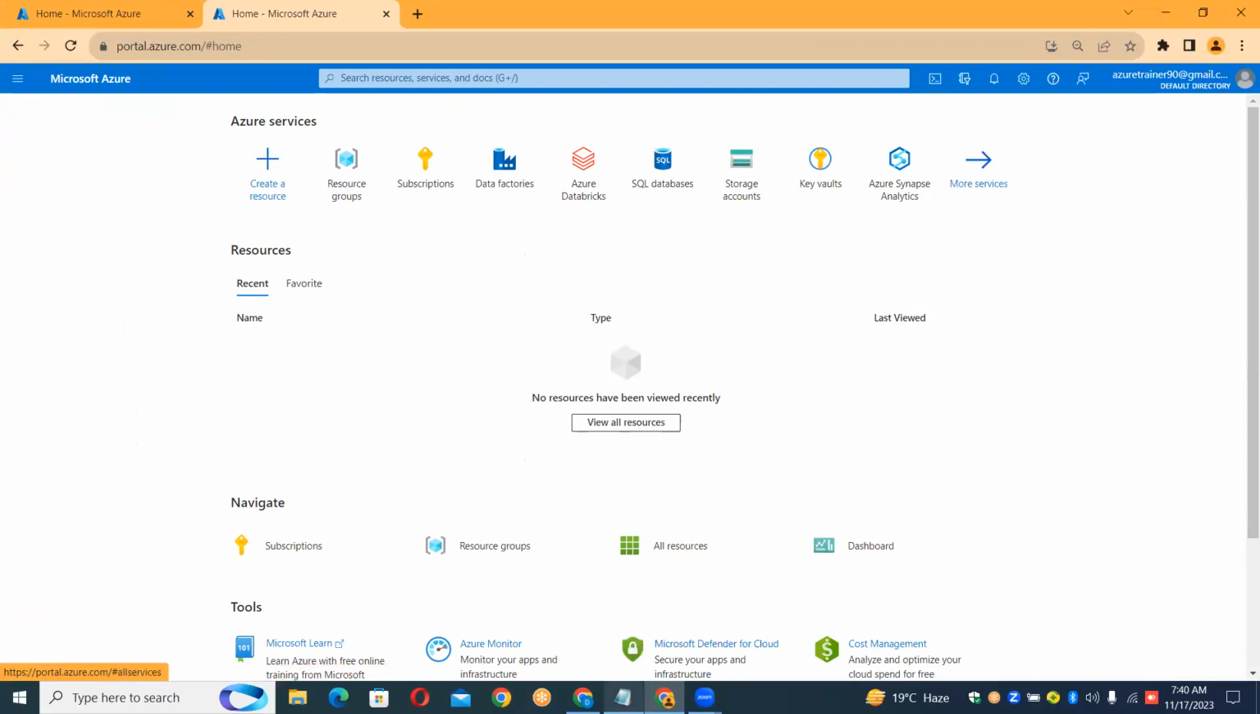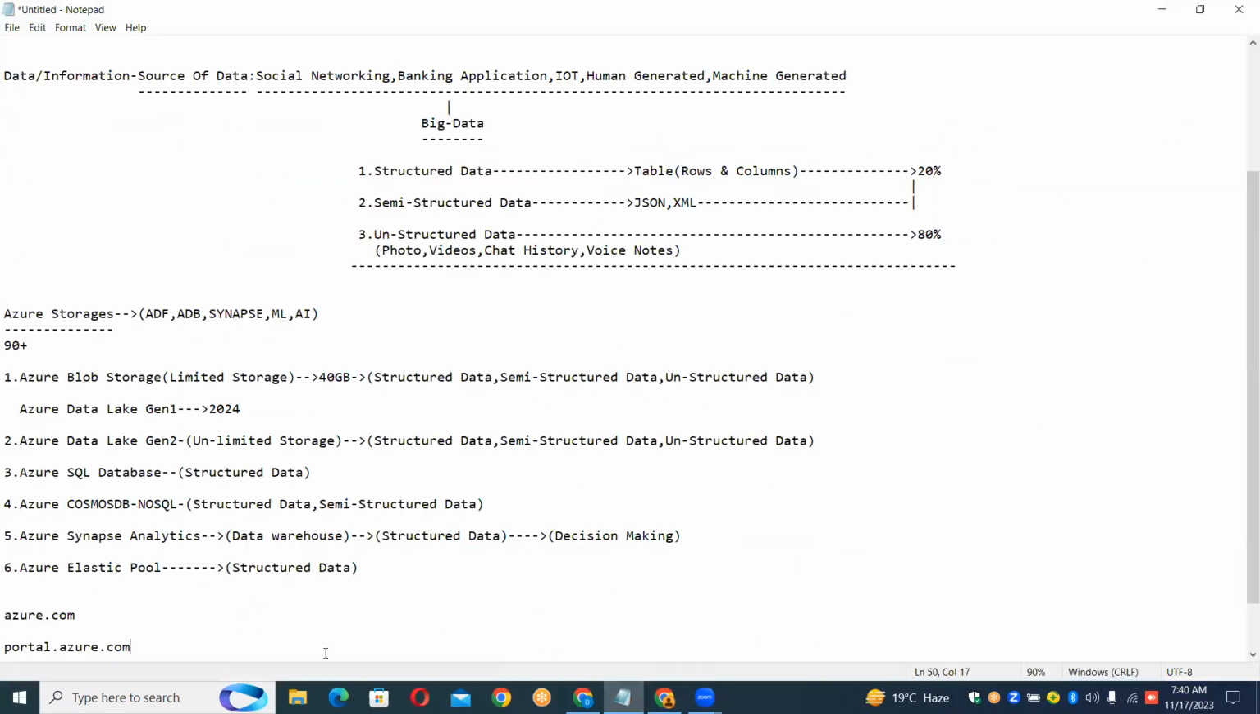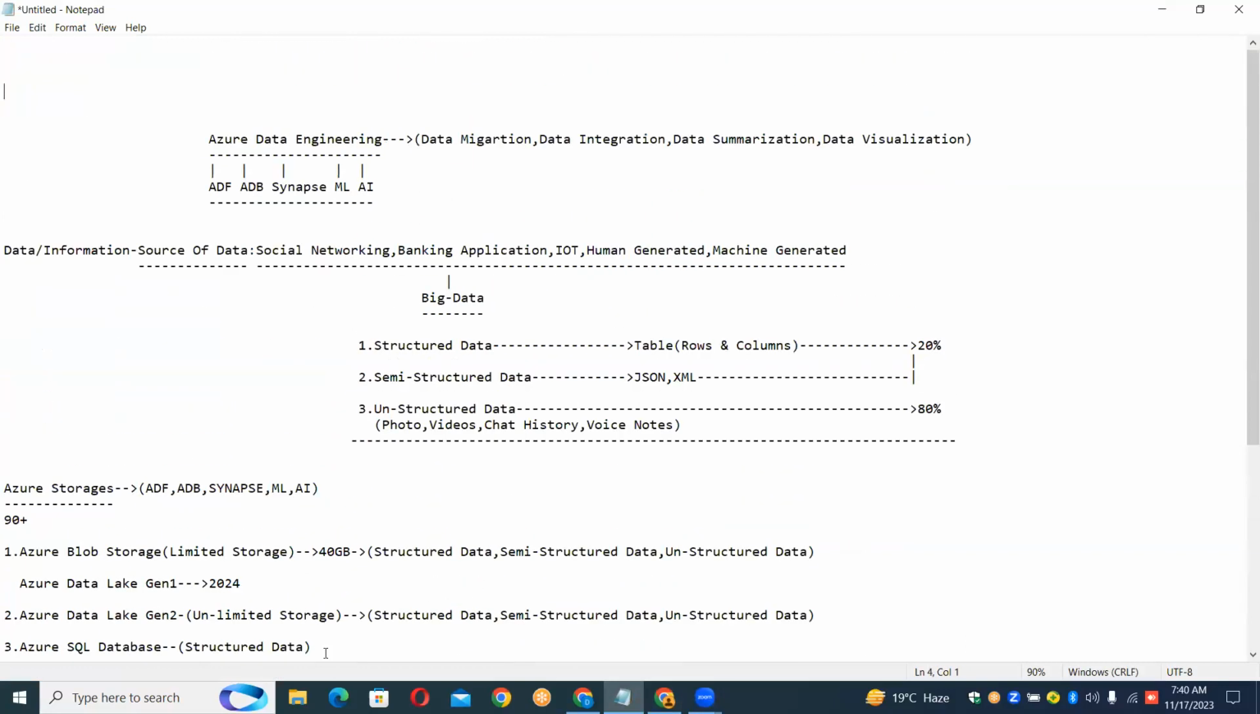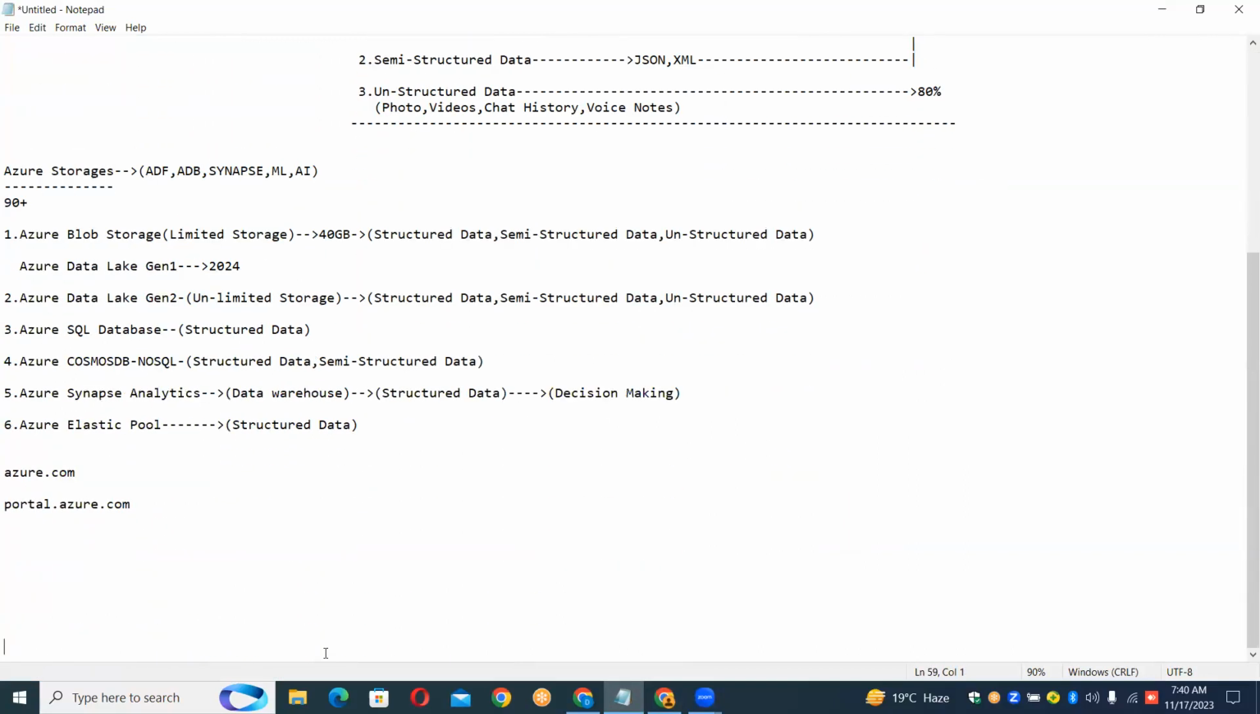From tomorrow onwards, we are going to start with the first service, because Azure data engineering includes all of them. We are going to start with the first service, the Azure Data Factory. Tomorrow we will discuss it, and now I will give you a brief of it. ADF stands for Azure Data Factory.